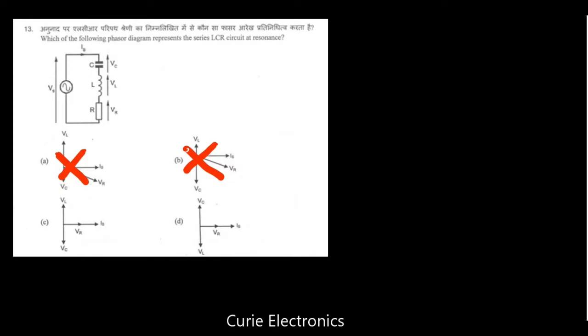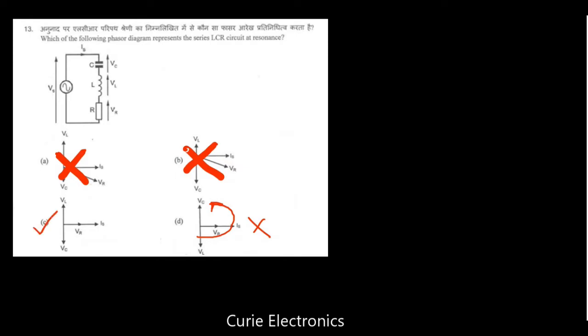Now, how do you compare these two diagrams? Here you should know, in a capacitor current leads and in an inductor current lags. If you look at this diagram, capacitor voltage is leading, current is not leading, current is lagging actually here. See, we move anti-clockwise. Capacitor voltage is leading and capacitor current is lagging. So this is also wrong. Option C is the right answer.